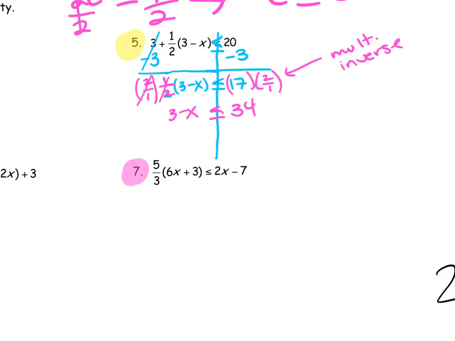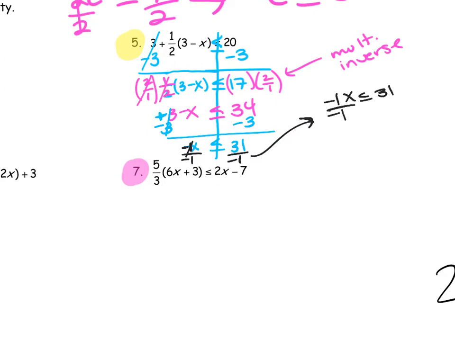We want to get x by itself, so to undo the addition right here, right, there's that invisible plus sign, we're going to subtract 3. So now I have negative x is less than or equal to 31. Remember, there's really a negative 1 out front here. So I'm going to divide by negative 1 on both sides. When I divide by a negative on both sides, we flip the inequality symbol. And there's my final answer.